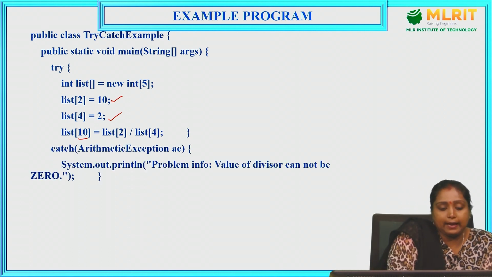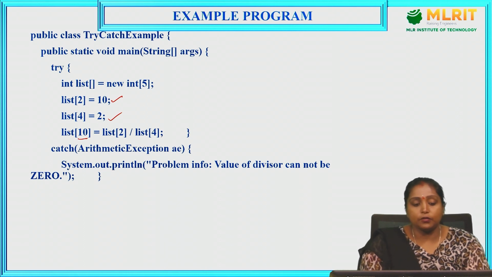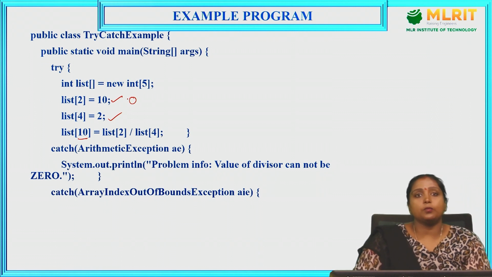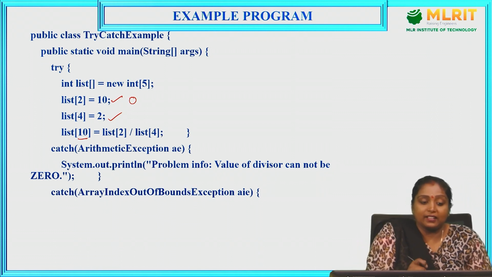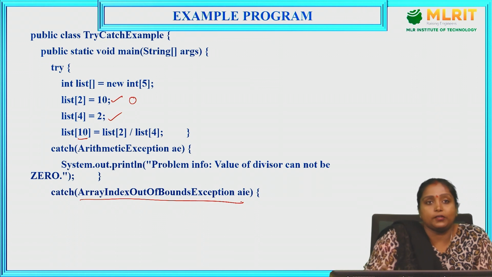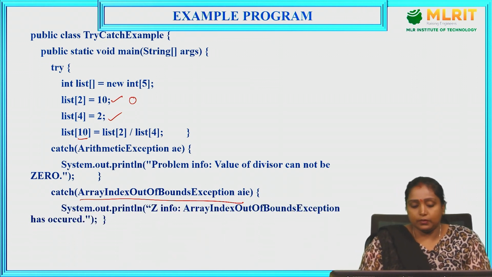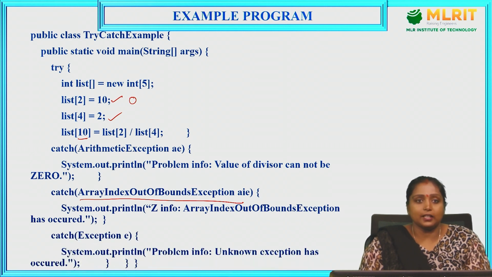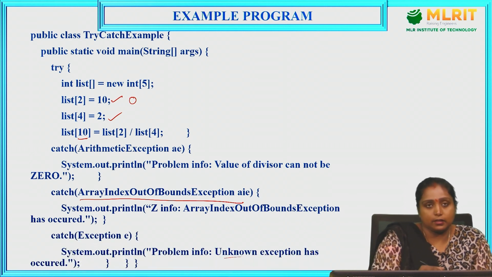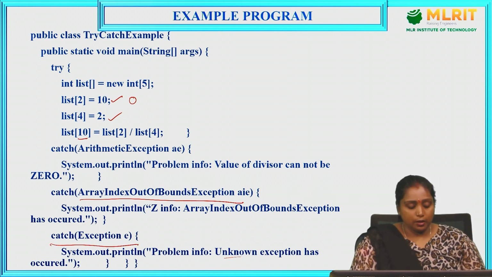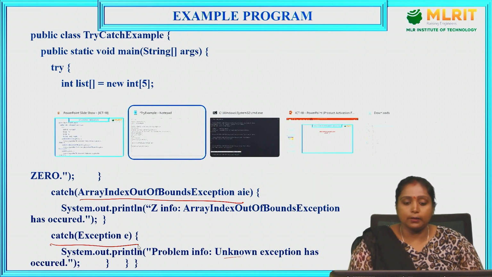You might get an arithmetic exception here, the value of the division list[2] / list[4], which is 10 / 2. Or if instead of 10 I give 0 here, you might get an arithmetic exception. The second exception is the array index out of bounds exception. And the next one is a catch block for the general exception, saying unknown exception has occurred. So for sure, for multiple clauses, you have to give this general exception. So let us try this example program and see.